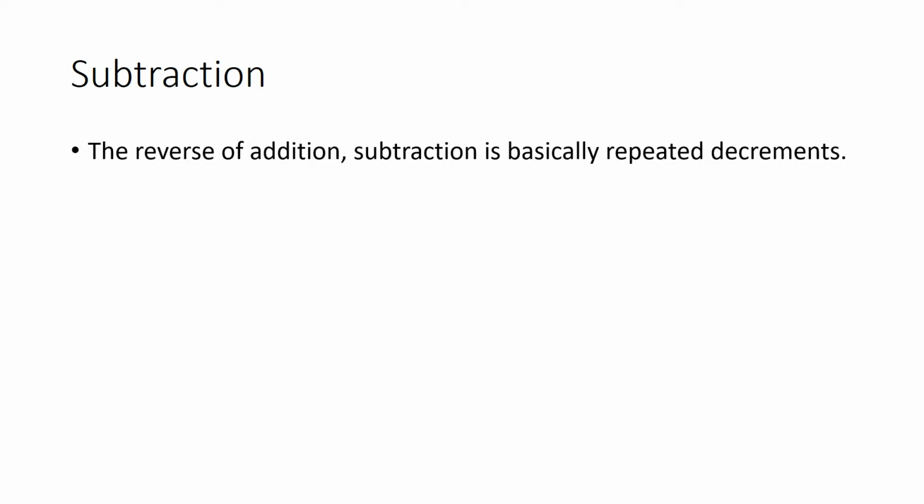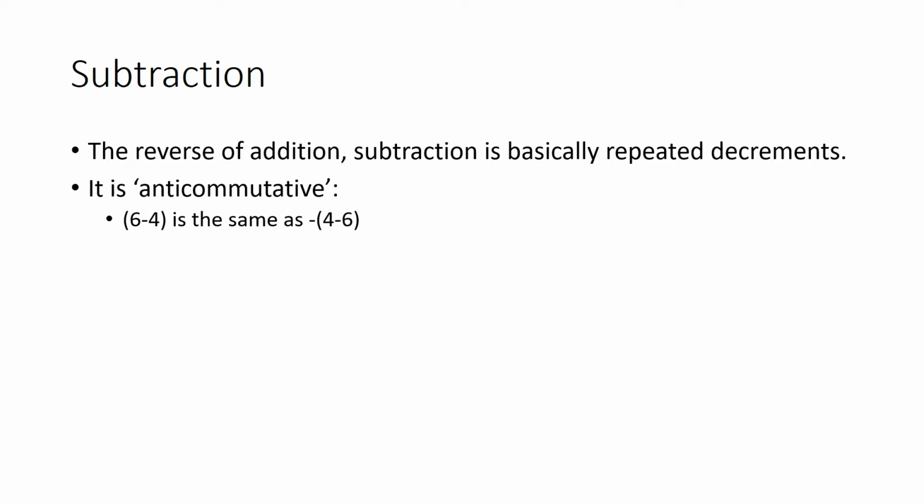Then you have subtraction, of course, the opposite. The reverse of addition is basically repeated decrements. It's not commutative, but it is anti-commutative. And what that means is if you take the two terms in the expression and swap them around, you can do that as long as you put them inside brackets with a minus sign in front.